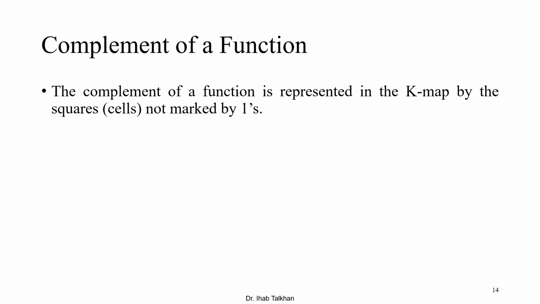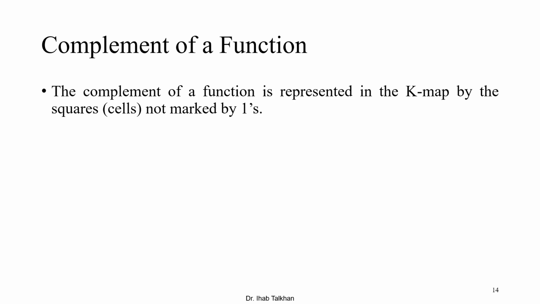In this slide, we are going to talk about the complement of a function, F bar. As you mentioned before in the previous lectures, if you want to get F bar, you have different ways to get it. One, by using the truth table. If you are looking for ones, you are getting F. If you are looking for zeros, you are getting F bar.